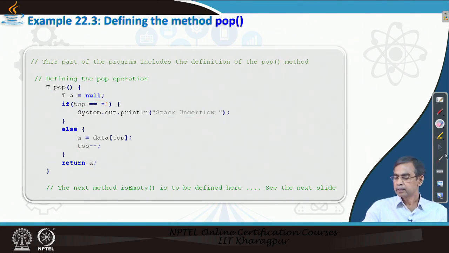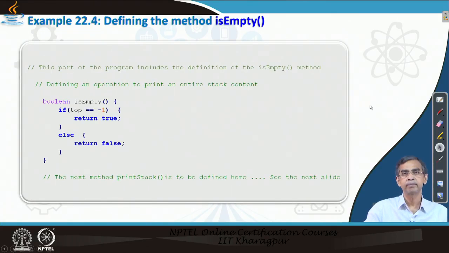Now, the next method is empty, which checks whether the stack is empty or not. It is a very simple method, we already know how to check it. If top equals minus 1, it returns true, else it returns false. This will not delete or add anything, only check whether the stack is empty or not. In many operations it is required to check whether the stack is empty before applying stack operations. So, these are the essential operations related to the stack structure.